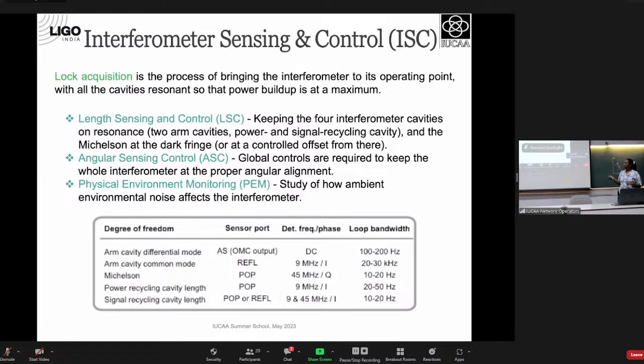So it runs several length sensing and angular sensing loops, and it's also sensitive to physical environment monitoring. Suppose there is construction work going on, that also gets looped in. For example, we are worried about a dam next to the detector that we're planning now. How does the storage in the dam or the outlet from the dam affect it? So that has to be monitored. Then you have monsoon season. In monsoon season, the wind direction is different, so the building shakes. So the effects of all that have to be taken into account.